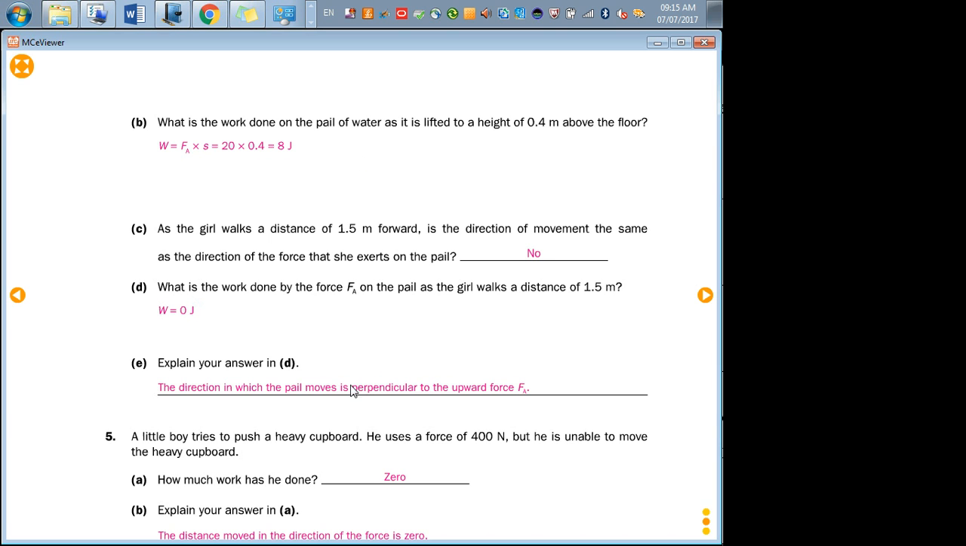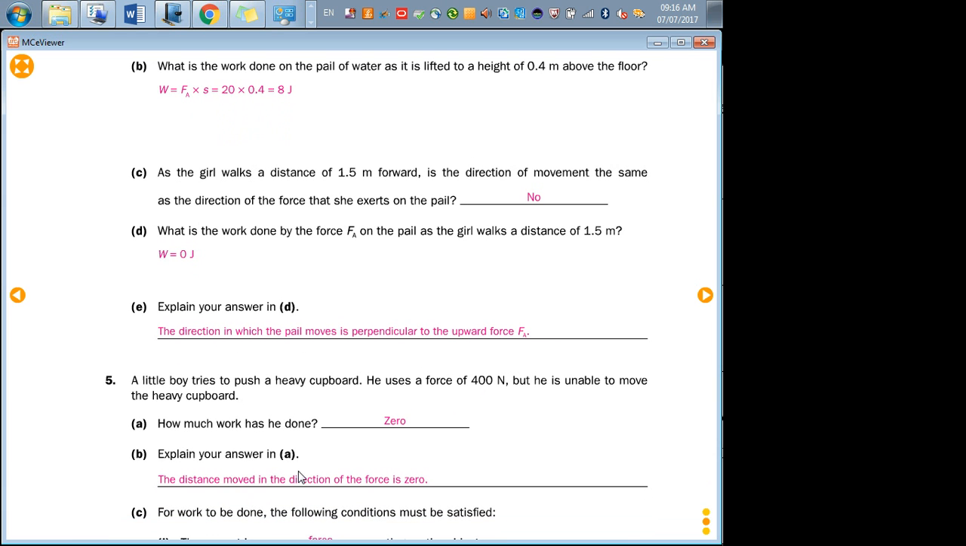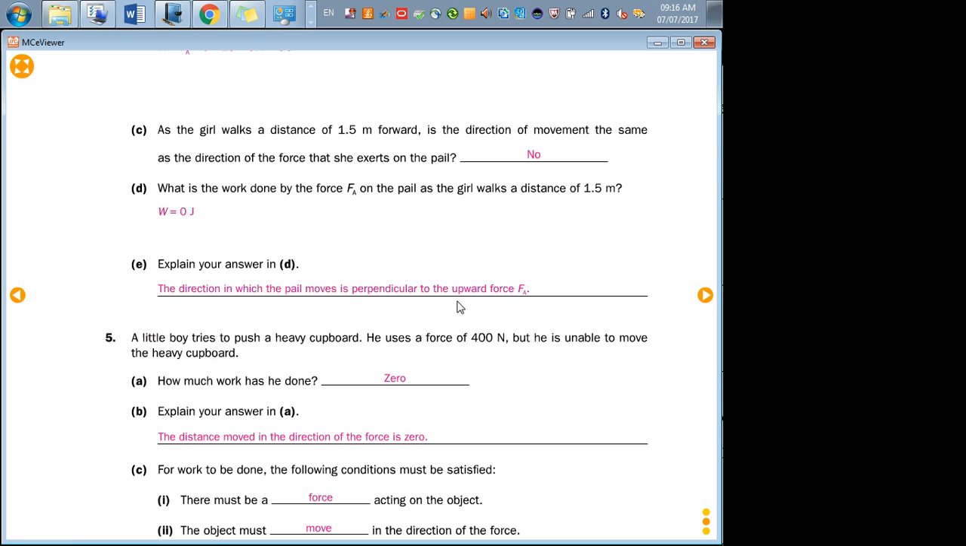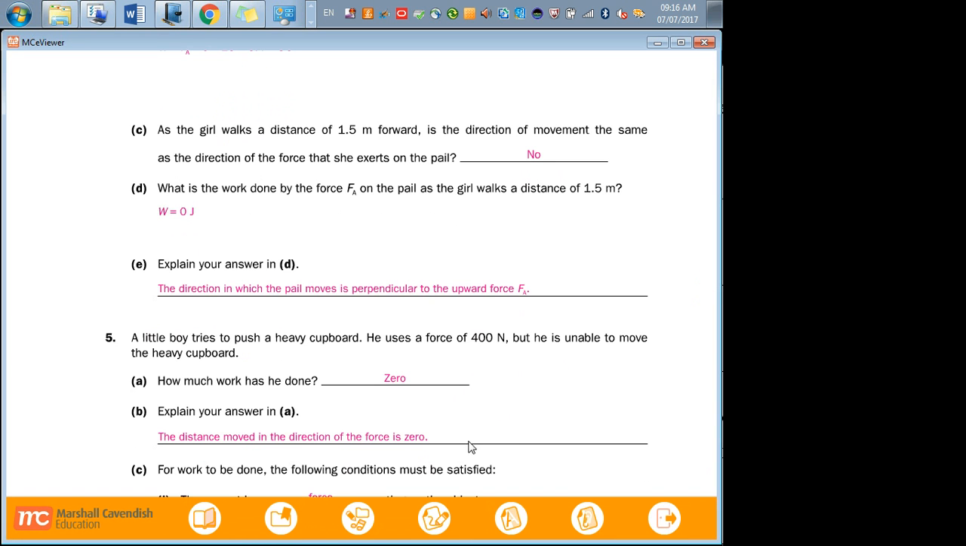Next, a little boy tries to push a heavy cupboard. He uses a force of 400 newtons, but he is unable to move it. So how much work has he done? 0. Very easy lah. No distance moved. Okay, so distance moved in the direction of force is 0. So you see that there are two ways of explaining it. You can say distance moved in the direction of force is 0, or that the distance moved is 0.